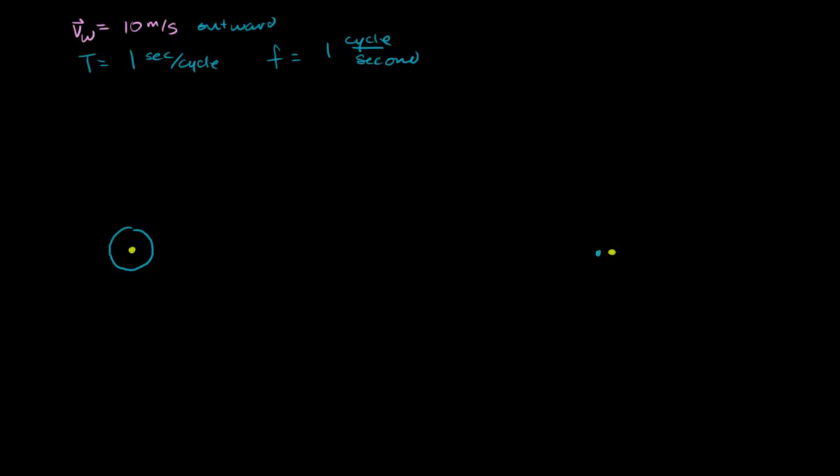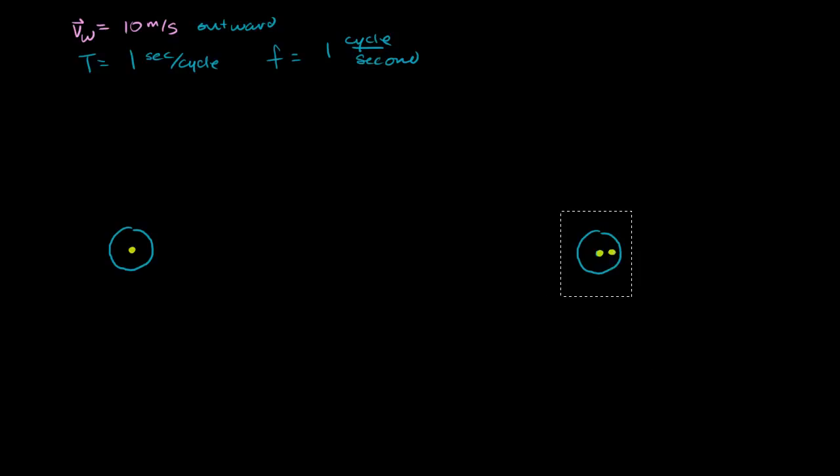So let me just copy and paste this right here, and put it right over there. So this is where he is now. That's where he was 1 second ago, where he emitted this crest that has now traveled 10 meters away. This is a little inexact, so I can draw a little bit like that. This is 5 meters. That's 10 meters away. But you get the general idea.